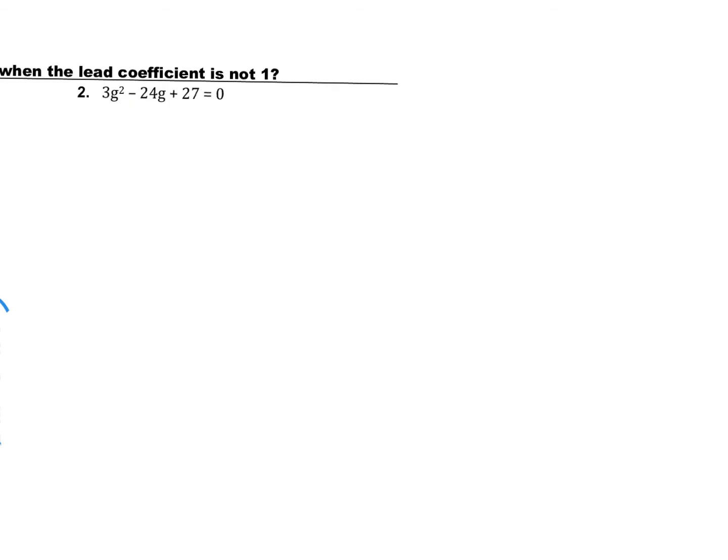Okay, so now we have 3g squared minus 24g plus 27. And again, our lead coefficient is not 1. So let's see what we can divide all of those by. Notice how 3 can go into all of these terms. So I'm going to divide everything by 3, and I'll get g squared minus 8g plus 9 is equal to 0.